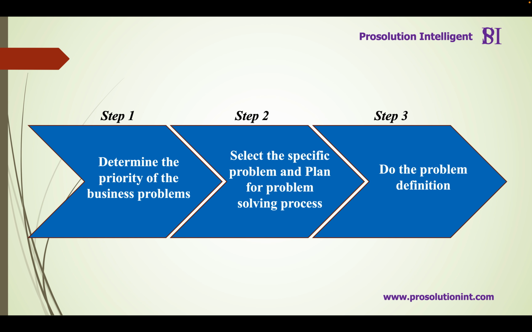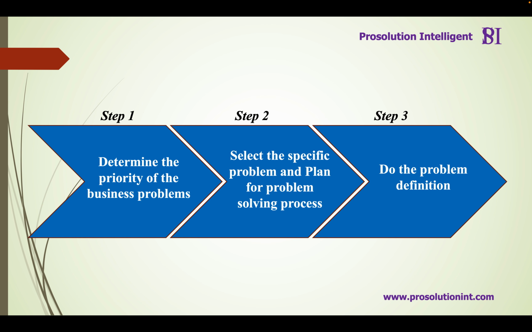When you have done that, you go to the second step, and you select a specific problem and plan for the problem solving process. For example, you have four top problems, and you want to start working on the first two problems. You specify each problem, and then you determine a project leader, and the project leader is going to plan for that problem solving process. That means that you have to have a time schedule for each step of your problem solving. What is your time schedule?